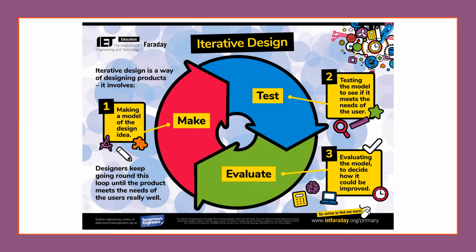This flow chart is very good in explaining how iterative design could be used in the education world. You start with making a model of the design, and you move into testing the model to see if it meets the needs of the user that you're testing for. And then you move into the evaluation of the model, and you decide how it can be improved. And then you keep following this loop until the product meets the needs of your user very well.